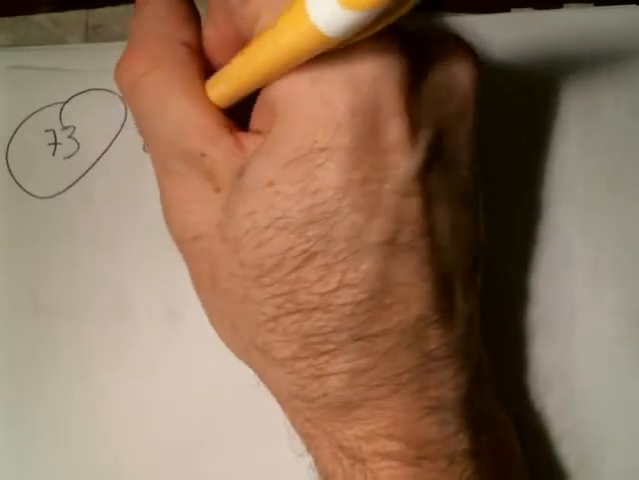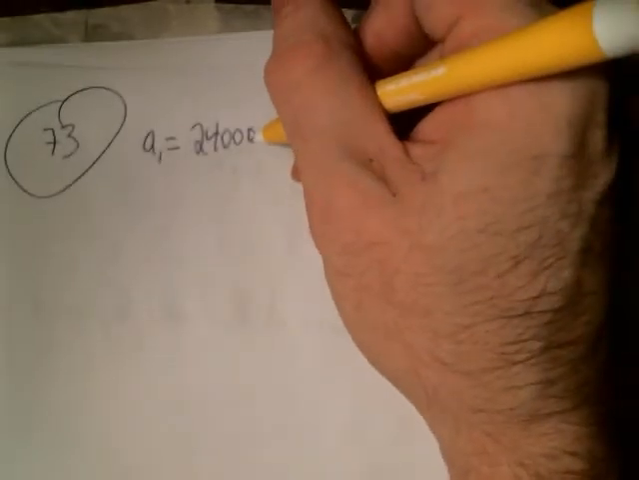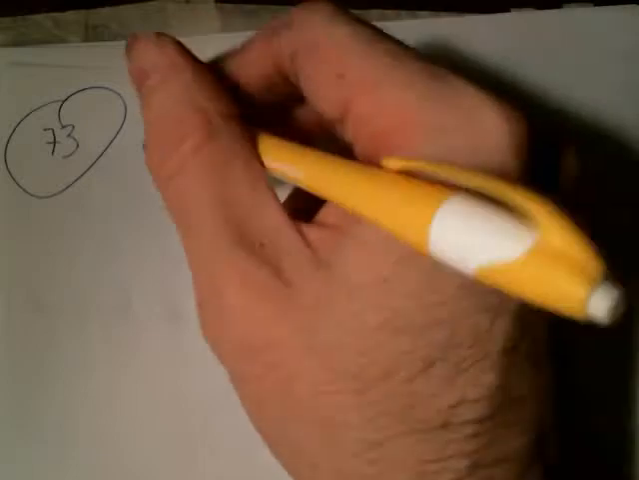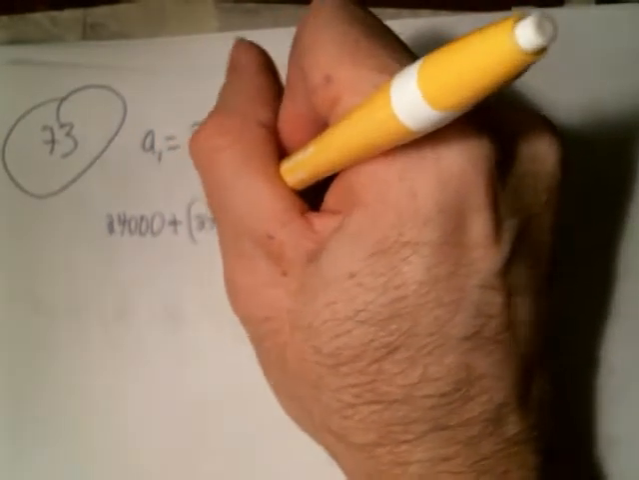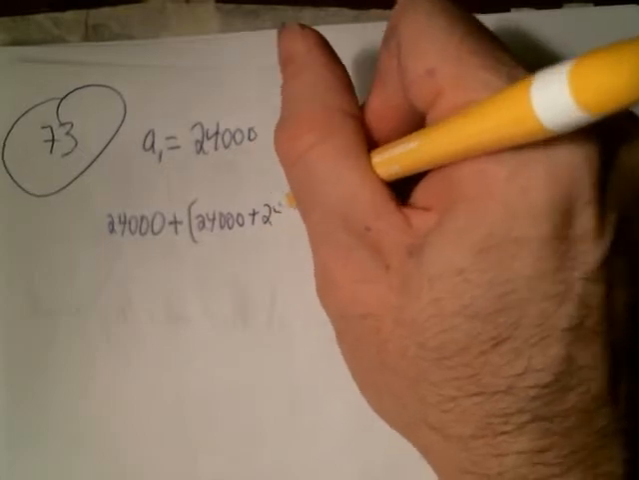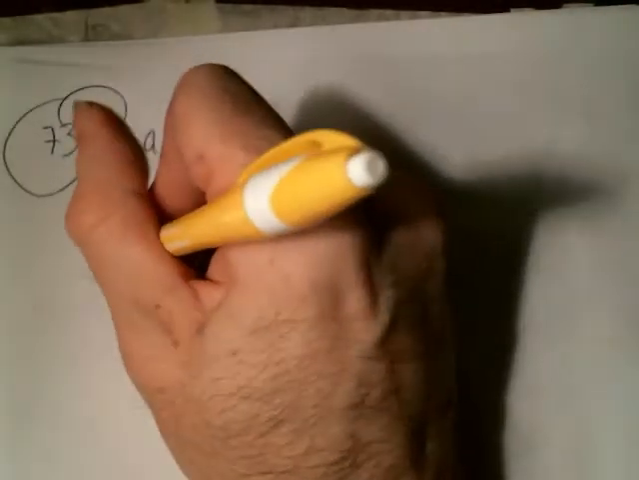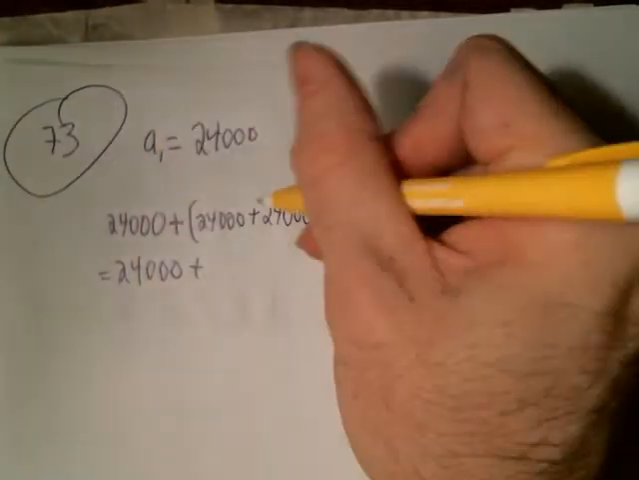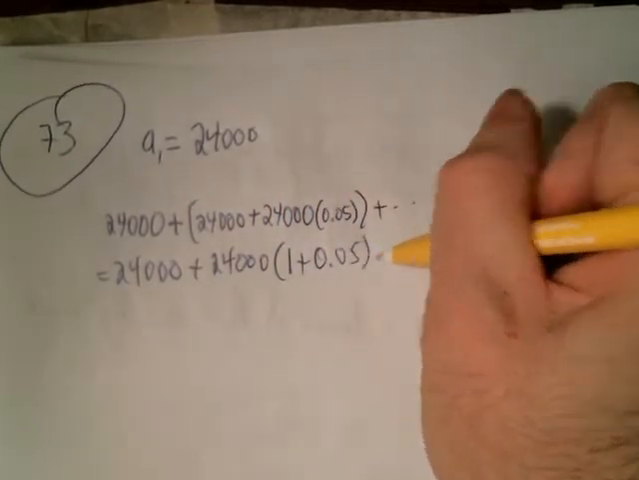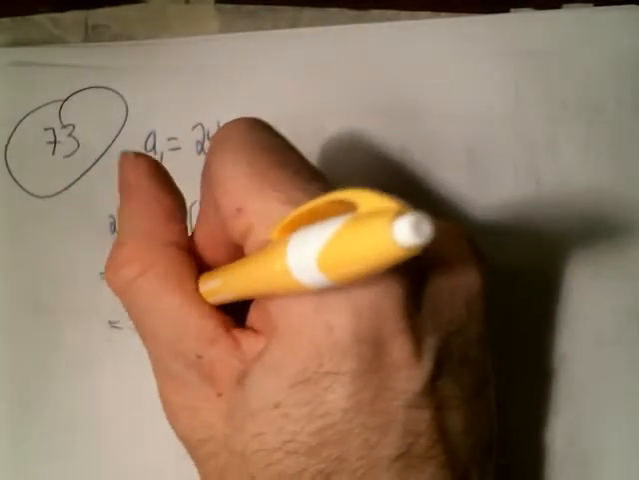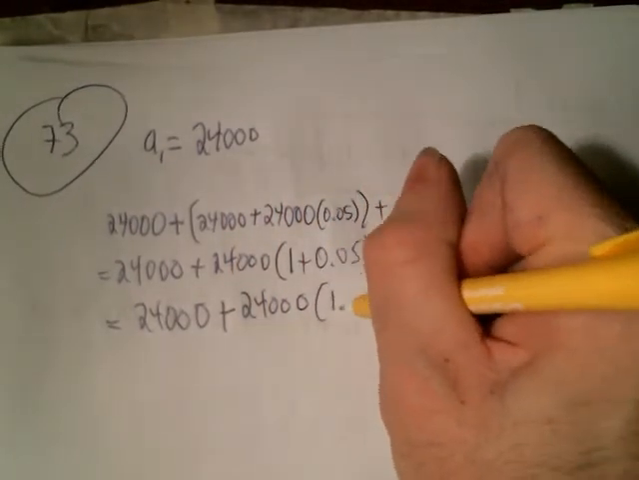Okay, so the job pays, and we consider that our first value, a sub 1, is $24,000. And then it's saying during the next 19 years, the salary increases 5% each year. So again, you can think of it as, the first term is 24,000, plus 24,000 plus 5% of 24,000. So that's going to equal 24,000 plus, you can factor the 24,000 out. You get 24,000 times 1 plus 0.05. And then that'll equal 24,000 plus 24,000 times 1.05.